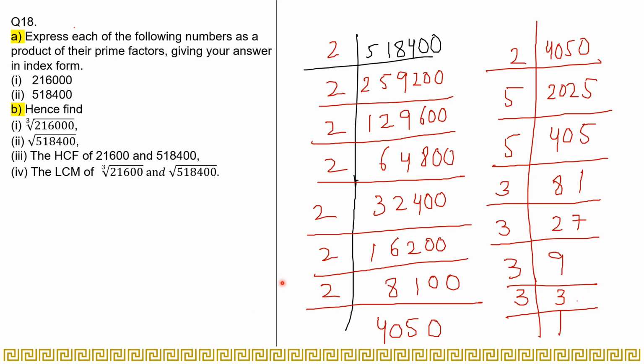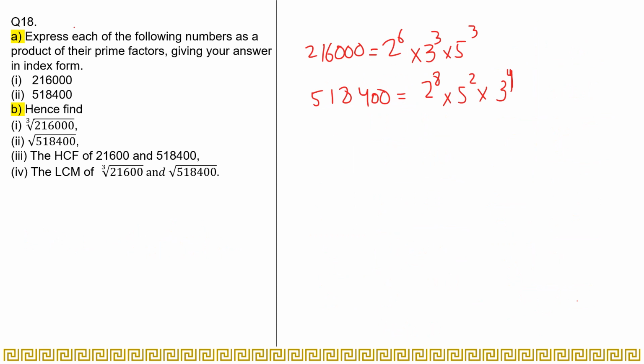So now look at the numbers. We have 4 threes, 2 fives, and 8 twos. So we can write it as 518400 is equal to 2 to the power 8 multiplied by 5 to the power 2 multiplied by 3 to the power 4. This will be the prime factorization for 518400.